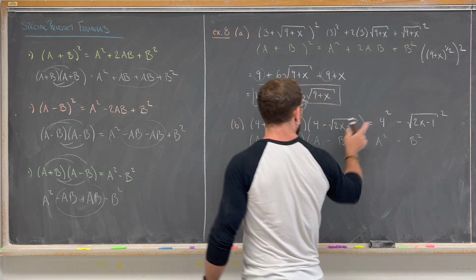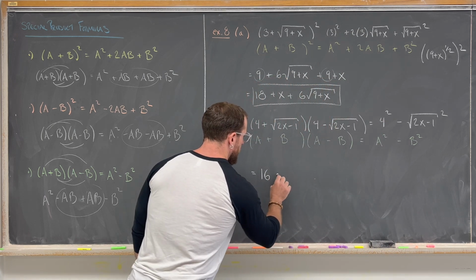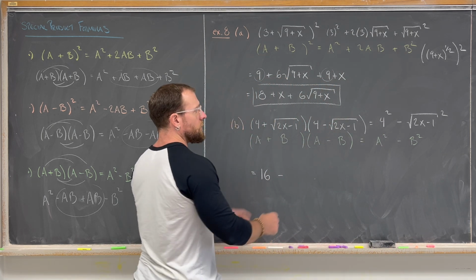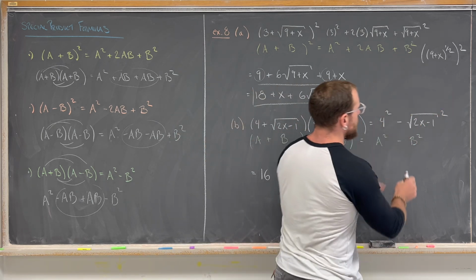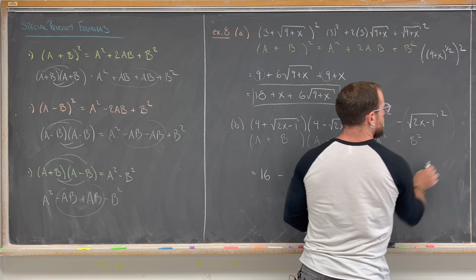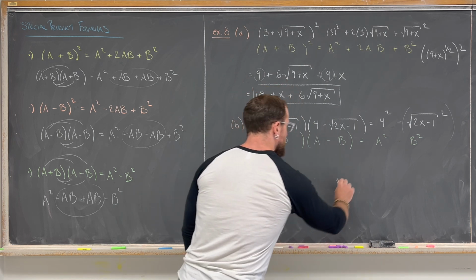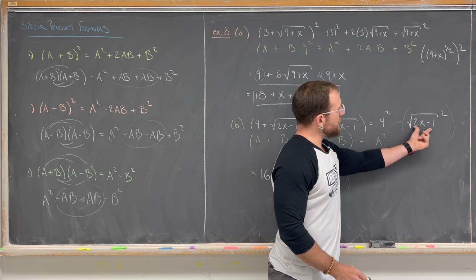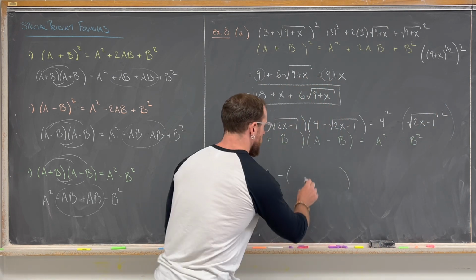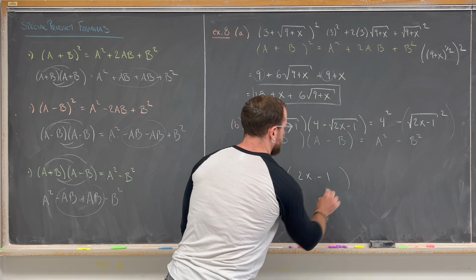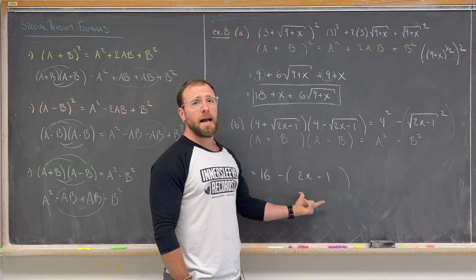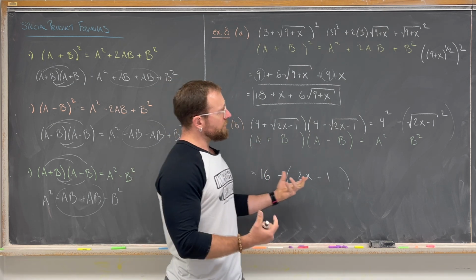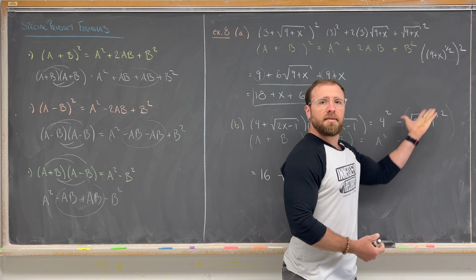Well, 4 squared is 16, and then we're subtracting something. We're subtracting whatever this thing is. You could put parentheses here, it's not necessary, but we are subtracting something. What is that something that we're subtracting? Well, it's the square root of 2x minus 1 squared. That's 2x minus 1. The parentheses here are actually important. You have to remember that we're subtracting this thing.